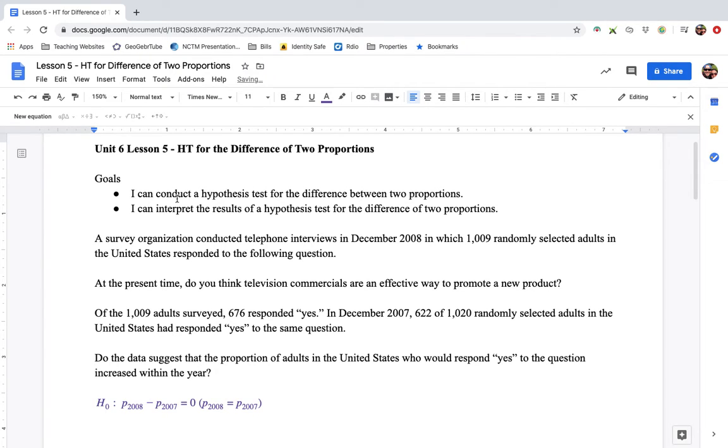Okay, so what's your alternative hypothesis? So what are we actually trying to determine here? So the alternative hypothesis is that, what are they asking about? They're trying to see if the proportion who responded yes to the question increased within the year. So we want to know, has this difference increased? In other words, is the difference no longer 0 but bigger?